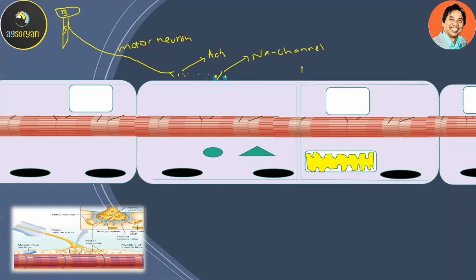Okay, and just remember there are so many sodium outside the cell. So when the sodium channel opens, the sodium will enter into this cell, but it's not directly going to the sarcoplasm. It will use this tubule. Sodium is positive, so it will enter into the sarcoplasm using this tubule. Okay, then it will enter into the sarcoplasm.